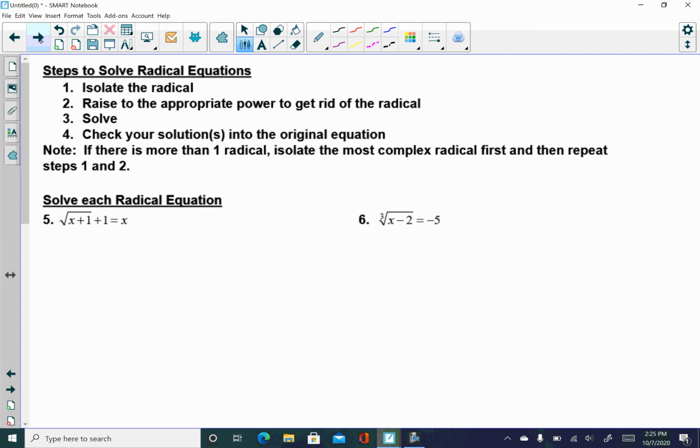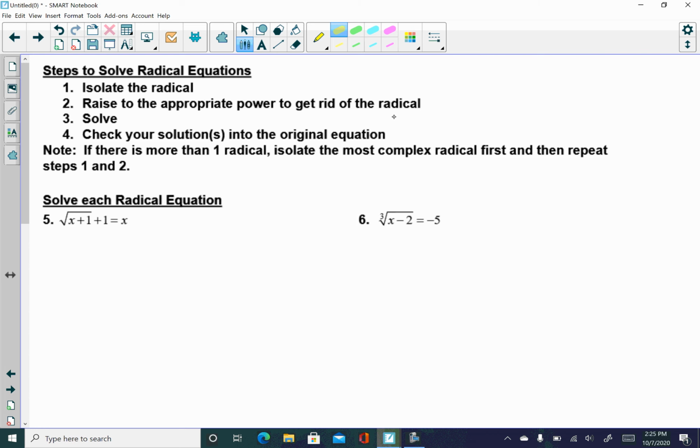Now we're looking at solving radical equations. And so with solving radical equations, again, the first thing you're going to do is you want to isolate the radical. You're going to raise it to the appropriate power to get rid of that radical. So meaning if it's the square root, you're going to square it. If it's the cube root, you're going to cube it.